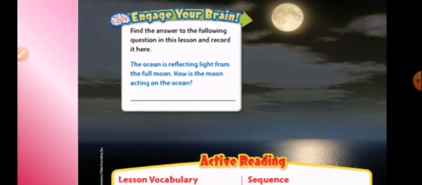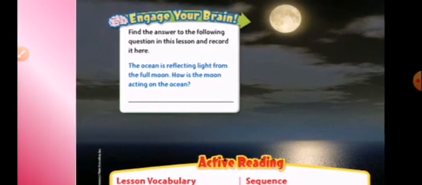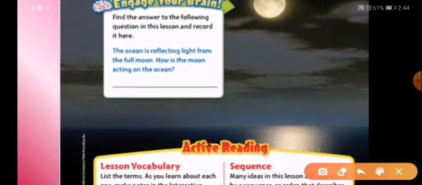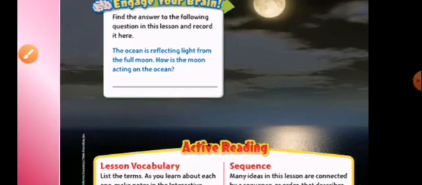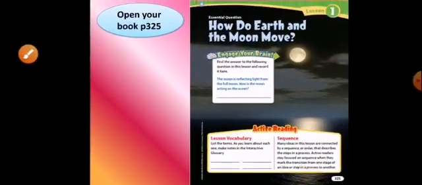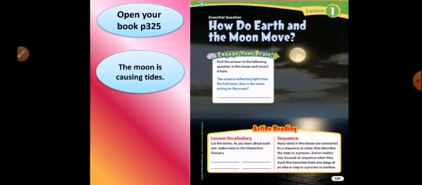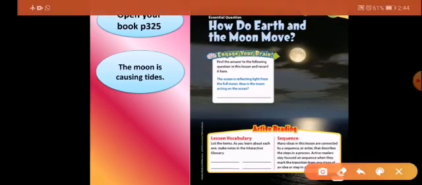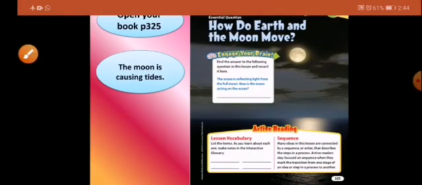The ocean is reflecting light from the full moon. How is the moon acting on the ocean? We just say that if the moon is above any ocean, it will cause change in the height of the ocean water, and we call this tides.